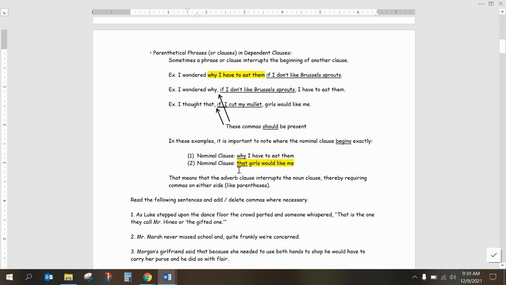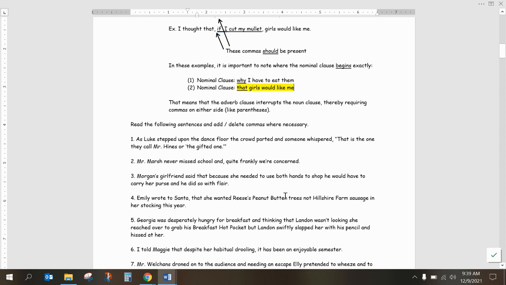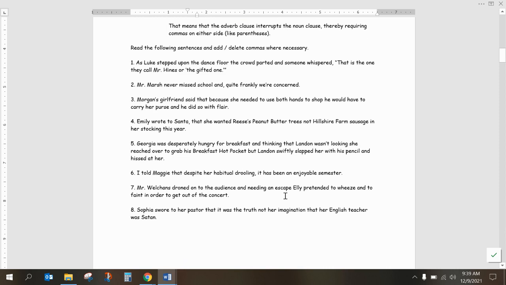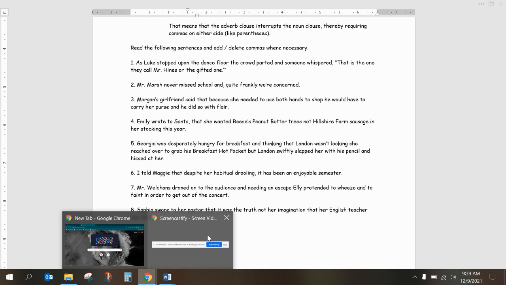Because what's happened is the original clause starts with the word that, just like the original clause up here started with the word why. And so if I interrupt that clause in any way, I've got to make sure I put commas on both sides. So as you take on these sentences down below, see where you can find where the comma needs to be added, maybe deleted, maybe moved, so that it actually is correct. That's all.